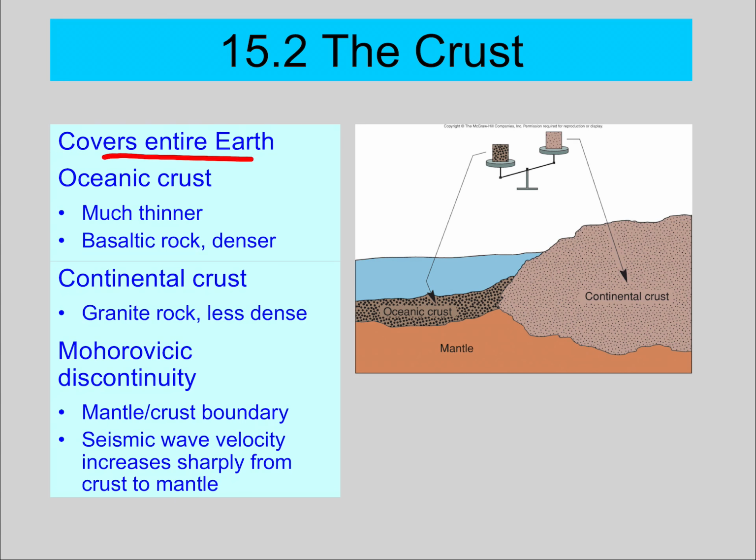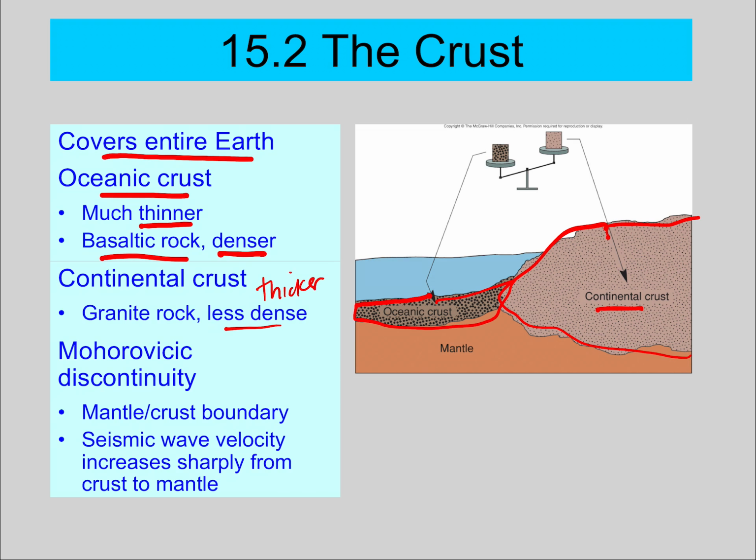We know that the crust covers the entire Earth. We have two different types of crust. We have the oceanic crust, which is the crust found under the ocean. It's very dense. It's made out of basalt rock, and it's much thinner than the continental crust. Continental crust is where we have all of our continents. It's made out of granite rock, which is much less dense and thicker.